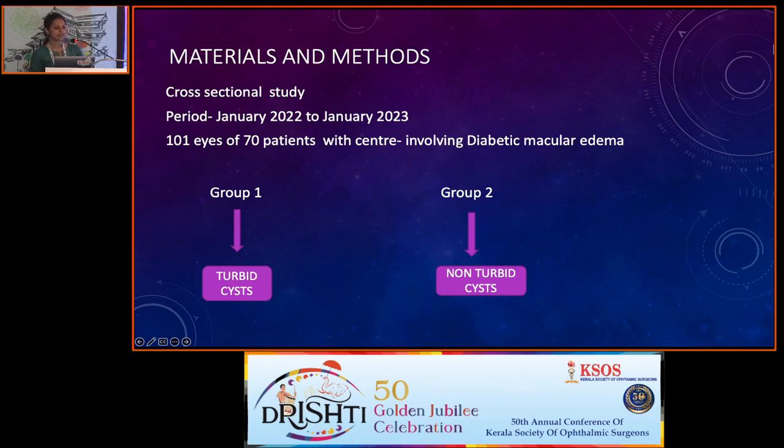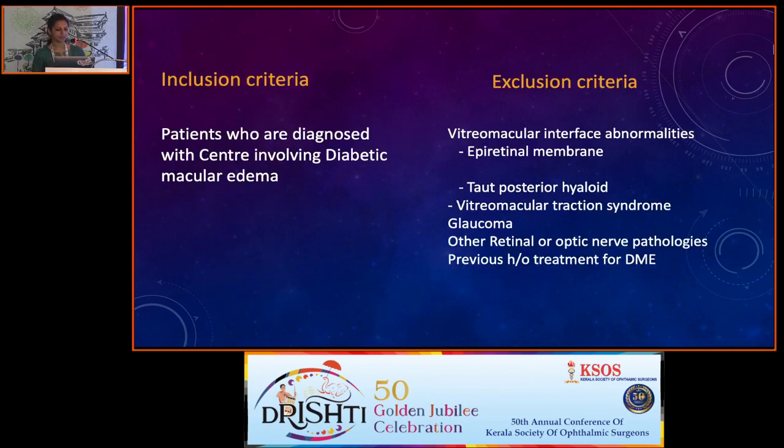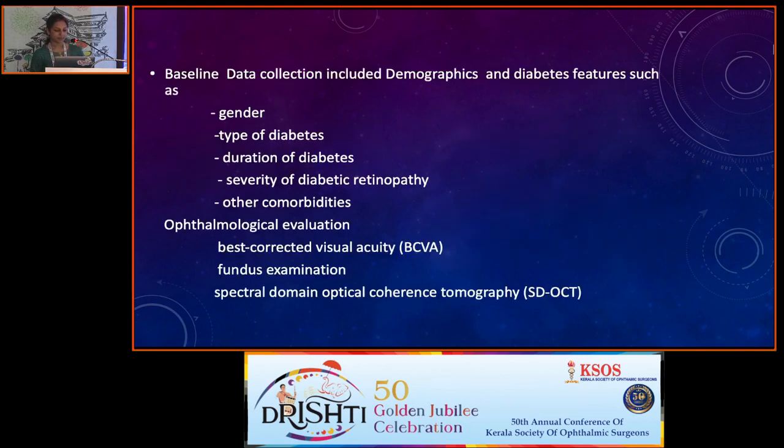Materials and methods. It was a cross-sectional study period from January 2022 to January 2023. 101 eyes of 70 patients with center involving diabetic macular edema were selected and divided into two groups, group 1 containing turbid cyst and group 2 containing non-turbid cyst. We included patients who were diagnosed with center involving diabetic macular edema, and we excluded vitreomacular interface abnormalities, glaucoma, other retinal or optic nerve pathologies, and previous history of treatment for DME.